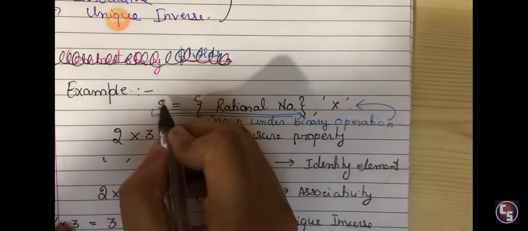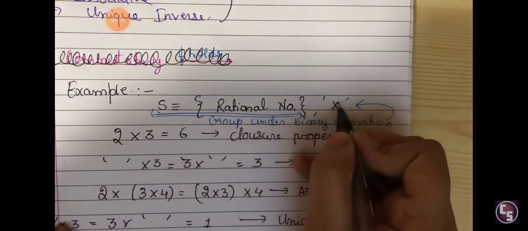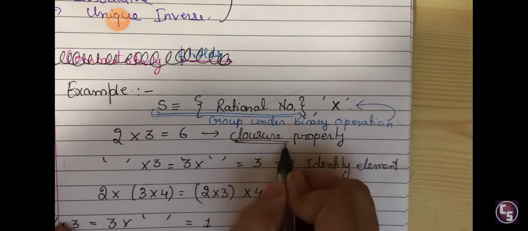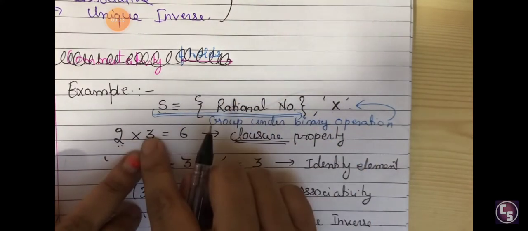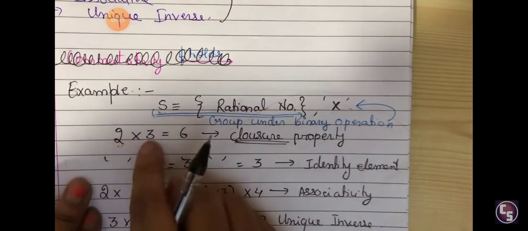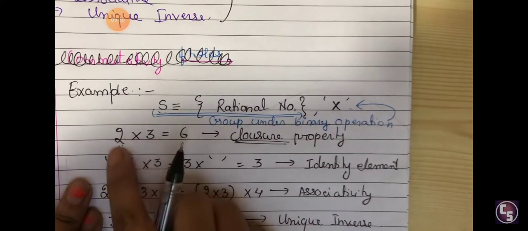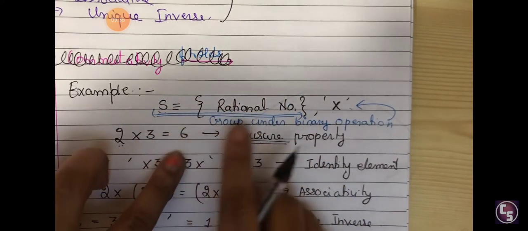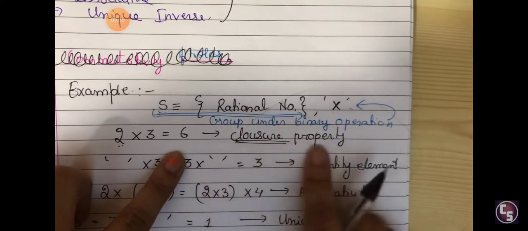Suppose I consider S as the set of rational numbers, and multiplication is the binary operation which I am providing to this set. The very first property, that is the closure property, says that if I consider one number from this set and another number from this set, 2 and 3, both are rational numbers, and if I do this operation on these numbers, I get 6, which is also a rational number. Now that is also belonging to set S. Okay, so this is called the closure property.